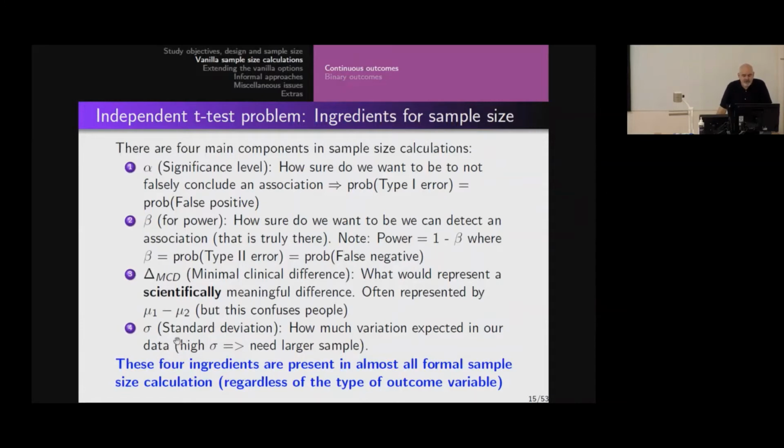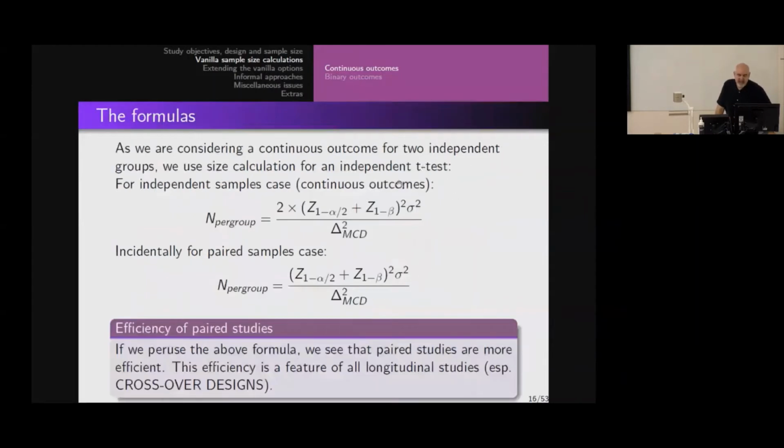Okay, the fourth is the standard deviation. How much variation we would expect within a particular group, whether it be the control group or the treatment group. If the standard deviation is high, we're going to need a larger sample. So if we have these 4 ingredients, we combine them together and we calculate our sample size.